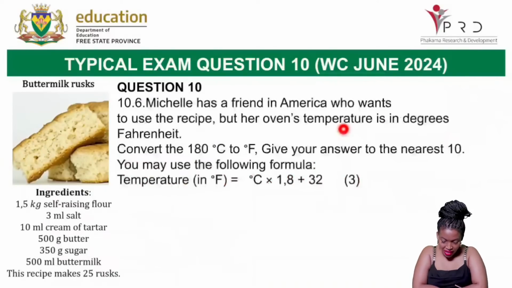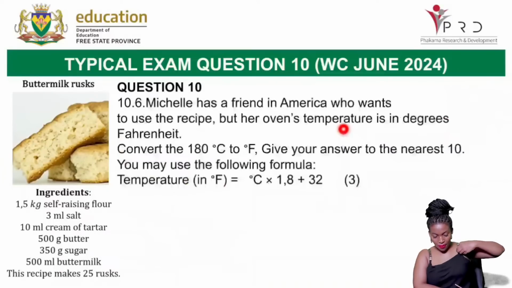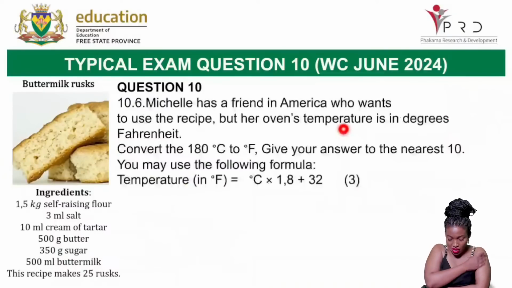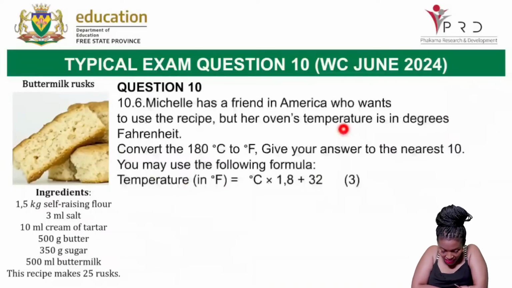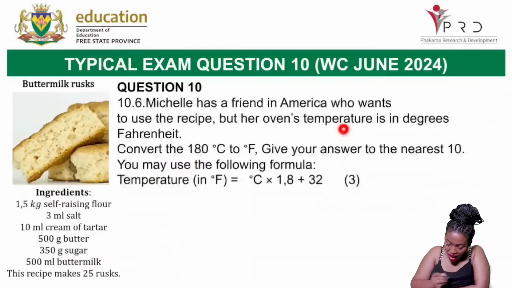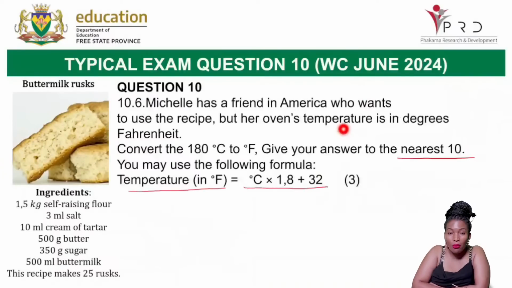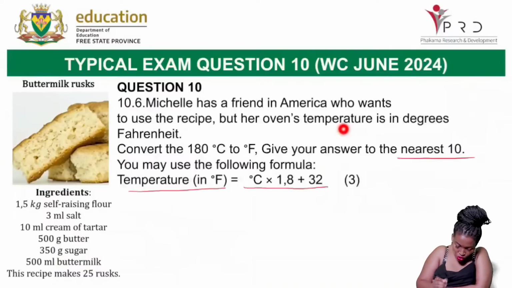10.6, Michelle has a friend in America who wants to use the recipe, but her oven's temperature is in degrees Fahrenheit. Convert the 180 degrees Celsius to degrees Fahrenheit and give your answer to the nearest 10. You may use the following formula. Temperature in degrees Fahrenheit is equal to degrees Celsius multiplied by 1.8 plus 32.